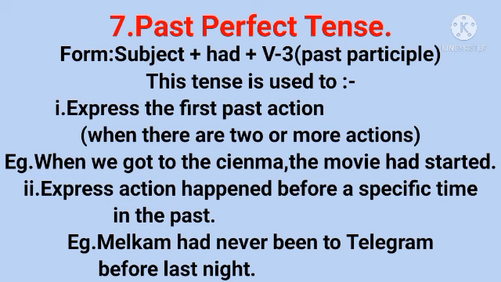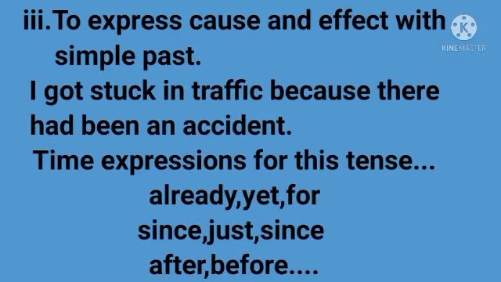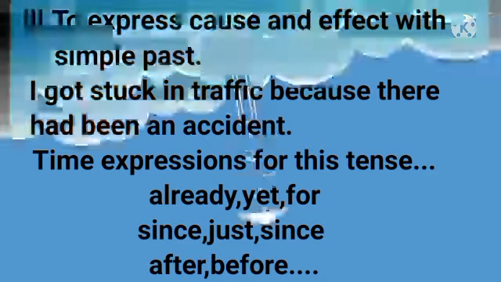The second usage is to express actions that happened before a specific time in the past. የሆነን actionም ከሆነ action በፊት happened የሆነ in the past ያለን action እንገልጽበታለን ማለት ነው። ለምሳሌ መልካም had never been to Telegram before last night. ይሄ ሚለን መልካም ከትናንትና በፊት ቴሌግራም ላይ አልነበረችም ነው የሚለው። That means አክሽኑ happen የነበረው ትናንትና ነው። Specific time ትናንትና ነው። That means ከትናንትና በፊት ያለውን state ለማድረግ past perfect tense ን ተጠቅመናል ነው የሚለው። This tense is used to also express cause and effect with simple past. Example, I got stuck in traffic because there had been an accident.